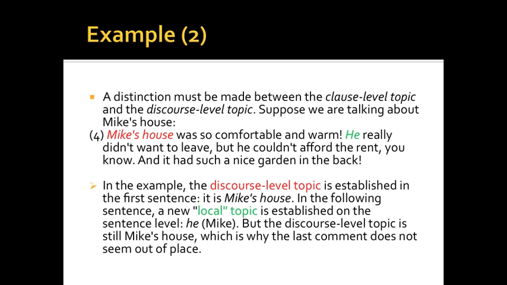So the theme, the topic of the sentence, is he. It builds up a new local topic. But the discourse level topic is still Mike's house, which is why the last comment does not seem out of place. The last comment is, it had such a nice garden in the back. It is the theme of the last sentence, and it also refers to Mike's house. It's the same as the discourse level, so it still sticks to the main idea of the paragraph. It's still about Mike's house.